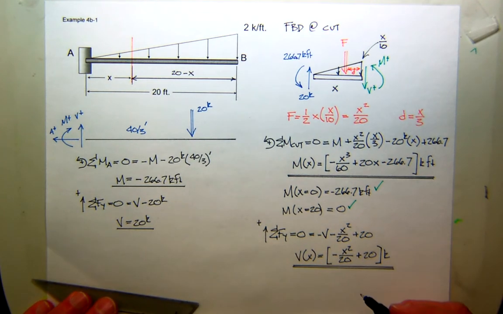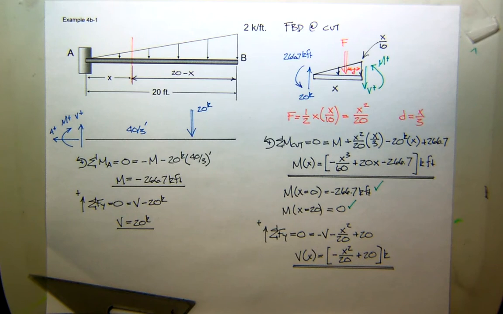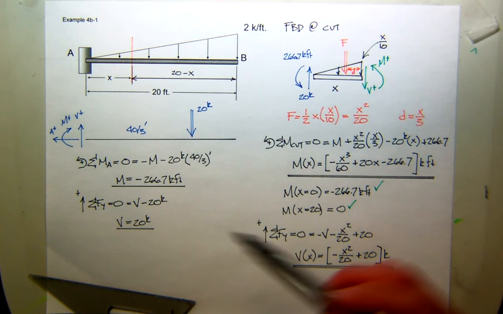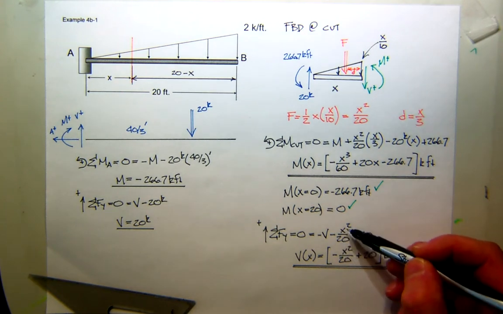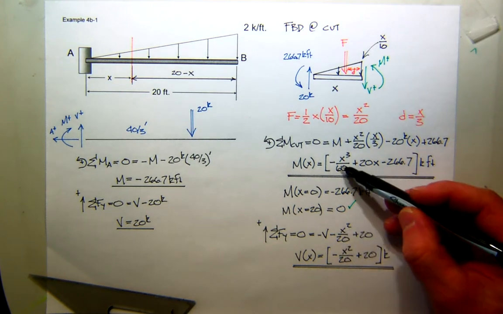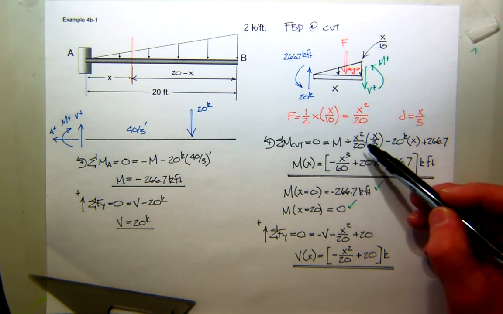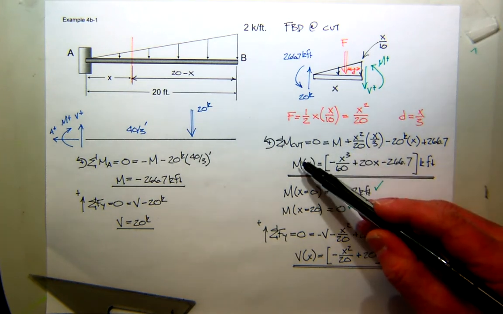I have a question. Yeah. In your function, you have a negative. Where did the negative come from? Which negative? In the shear equation? This one? No, the moment. Which one? Right there. Well, I solved for m. So solving for m, all these terms went to the other side of the equation. They all changed signs.